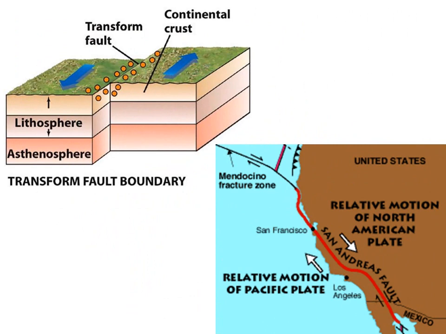Finally, we will look at a transform plate boundary. Transform plate boundaries occur when two tectonic plates slide past one another. An example of this type of boundary is the San Andreas Fault.